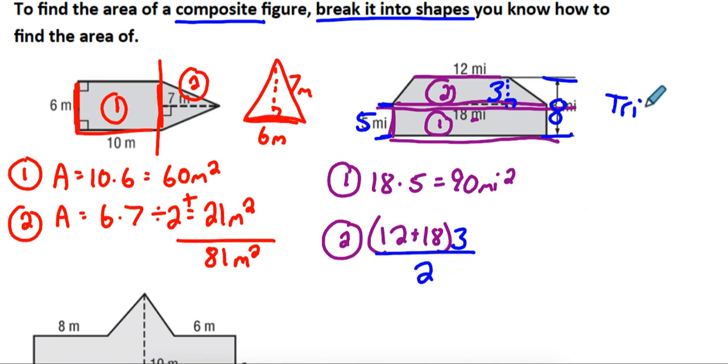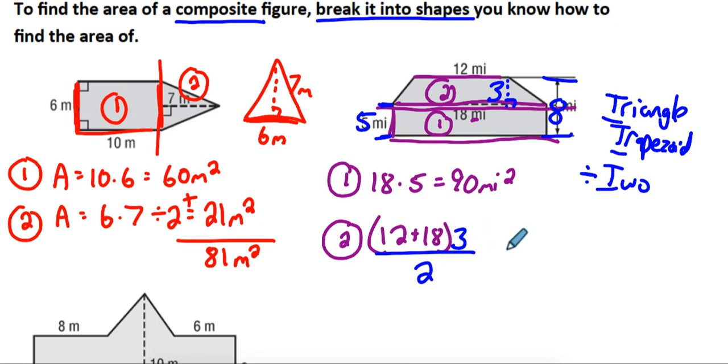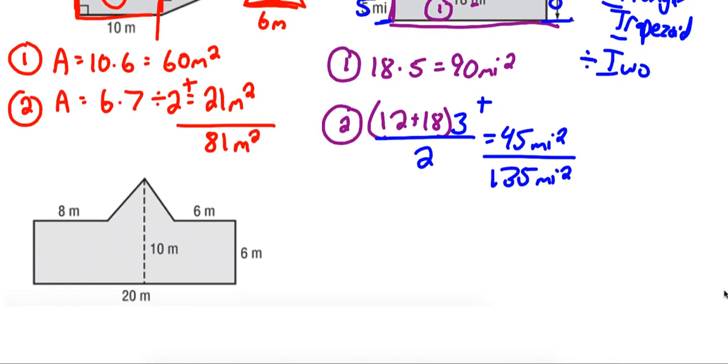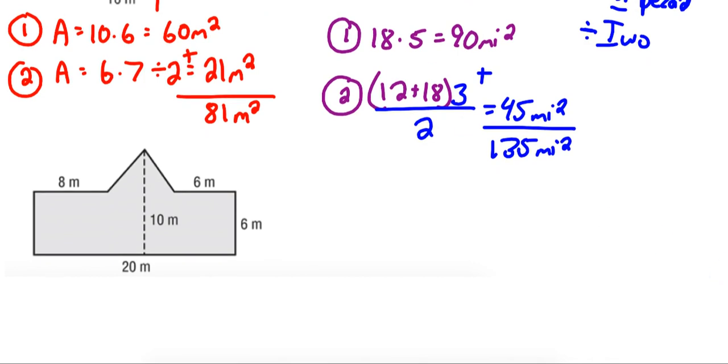Remember, triangle, trapezoid, and 2 all start with T, and the shapes that start with a T we have to divide by 2. 12 plus 18 is 30, times 3 is 90, divided by 2 is 45 miles squared. And then you add your two pieces together. 90 plus 45 is 135 miles squared. So the whole idea is break it into pieces that you know, find those areas, and then put the pieces back together.